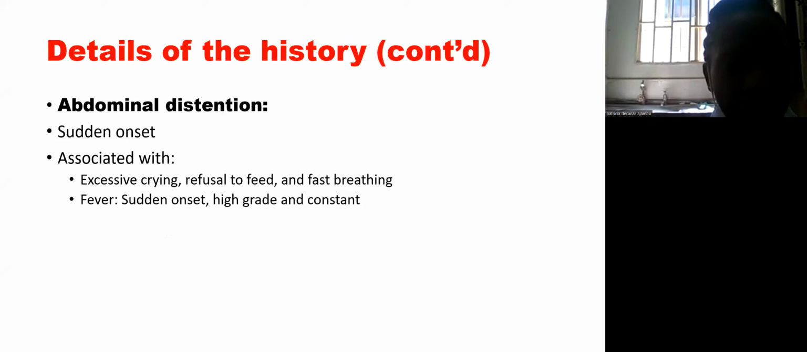So, one day prior to admission, following the initial presentation, the child had abdominal swelling, which was sudden onset. And this was associated with excessive crying, refusal to feed, and fast breathing. And also the child later developed fever, which was sudden onset, high grade, and constant.